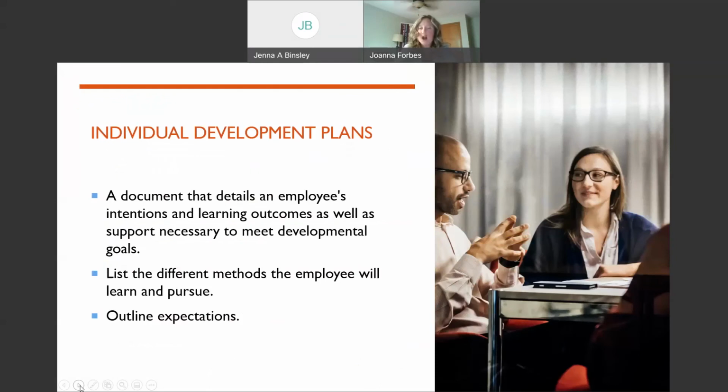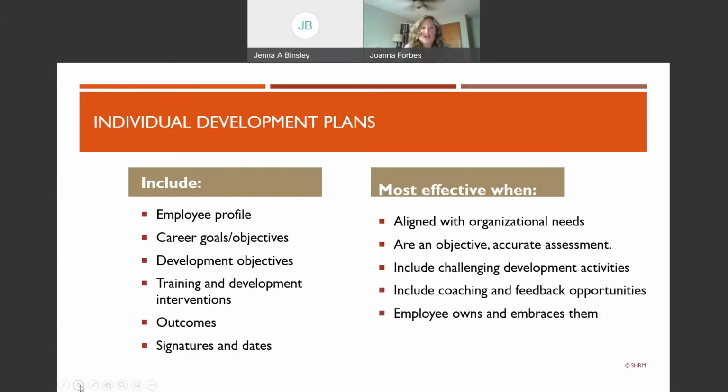And then this is a very common one that you may have seen in your workplace, and these are individual development plans, or IDPs. So this is a document that details an employee's intentions and their learning outcomes, and any sort of support they need to reach those goals. So you would have the employee's information, what their goals are, and how they're going to pursue them, and outline those expectations. So let's just look a little bit more at the specifics about this.